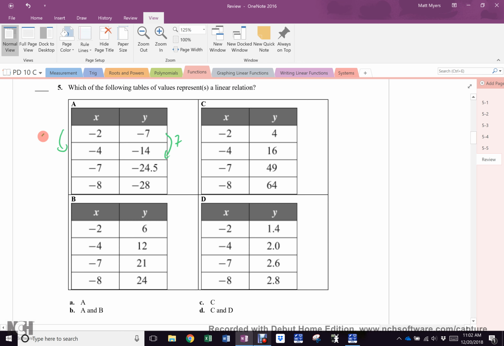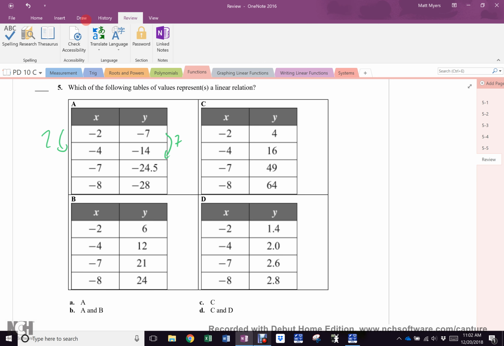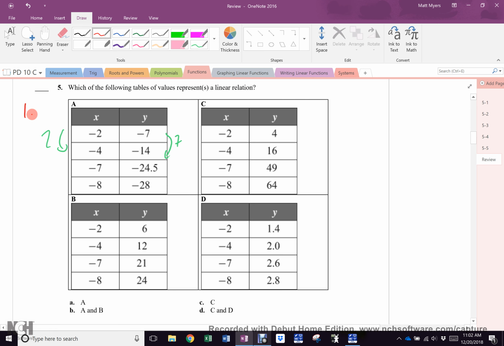Linear relation. 7, 2. So what does that mean if it was 1? It would be 3.5. So check right here. That's 1 and that's 3.5. So that is linear. This one, obviously not. This one, 2, 6. So 1 would be 3. 1, 3. So B is good.